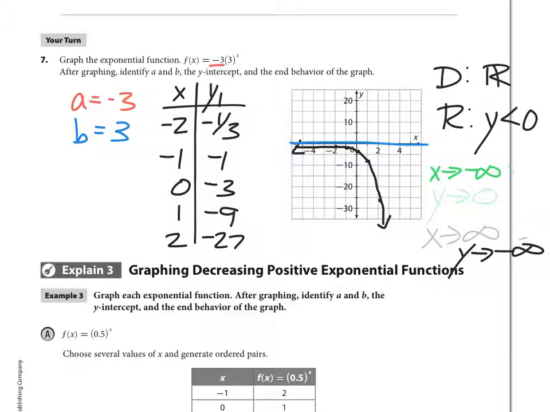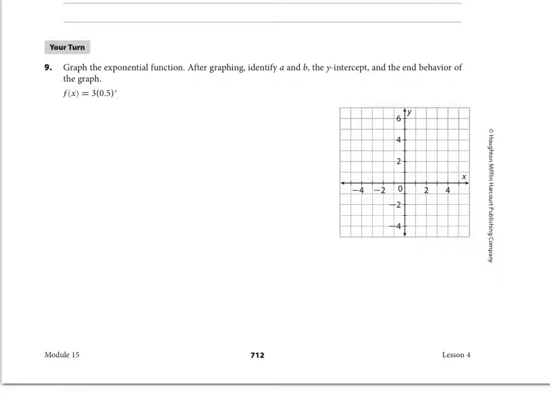Okay, so we have 2 more problems just like this. So hopefully we're kind of getting the idea. So let's go to this one. So this time a is 3. It's a positive, so it means it's going to be going up, except that b here, or our common ratio, is a fraction. So remember, we said if it's a fraction less than 1, it's going to make our function decrease.